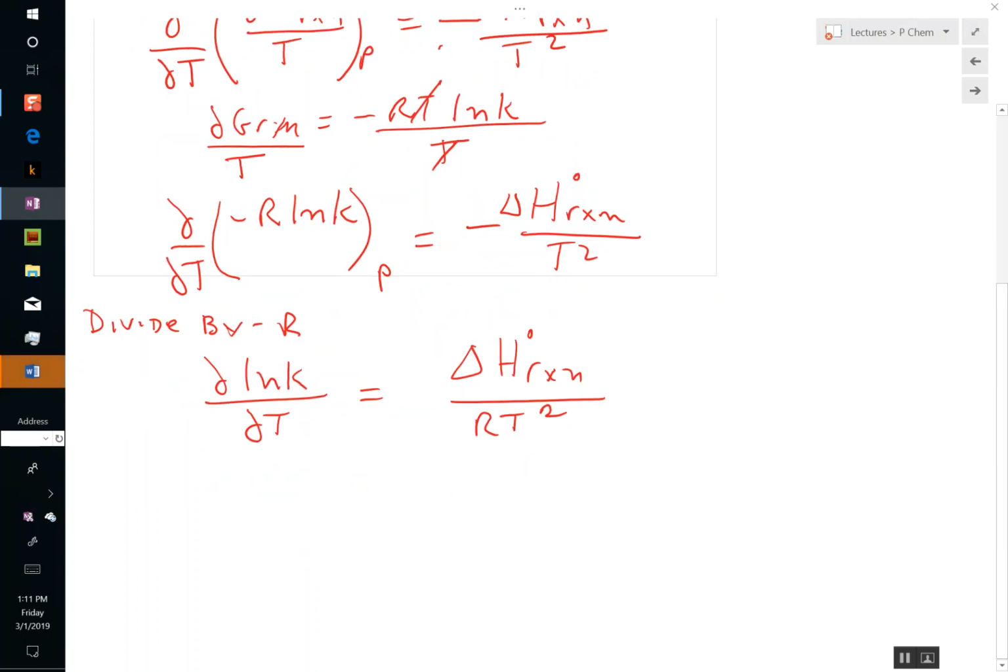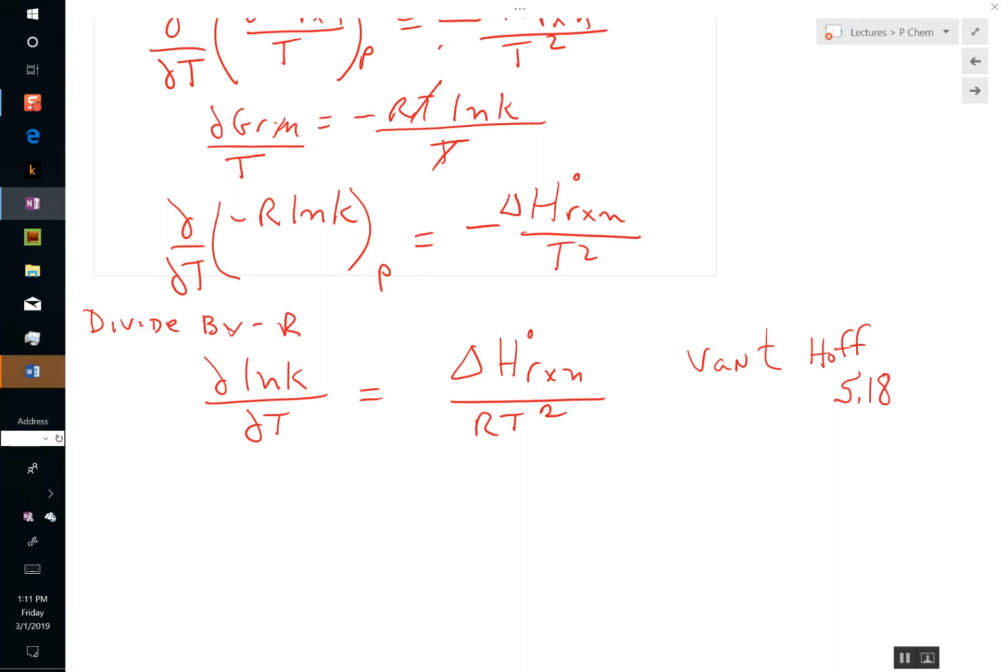Okay, now this is the Van 't Hoff equation right here, one form of it, and this is equation 5.18 in your textbook. That's one version of it.